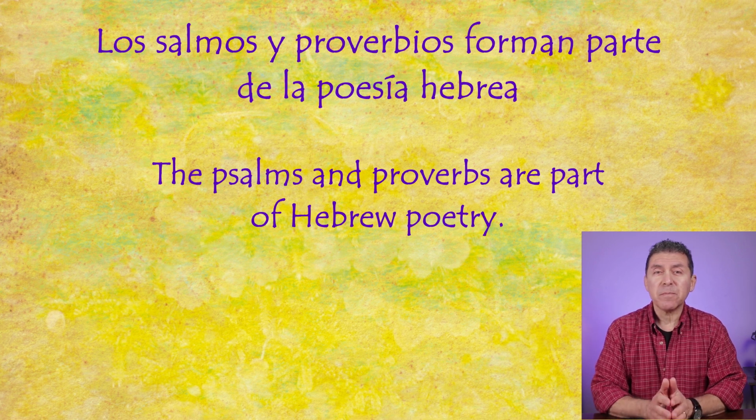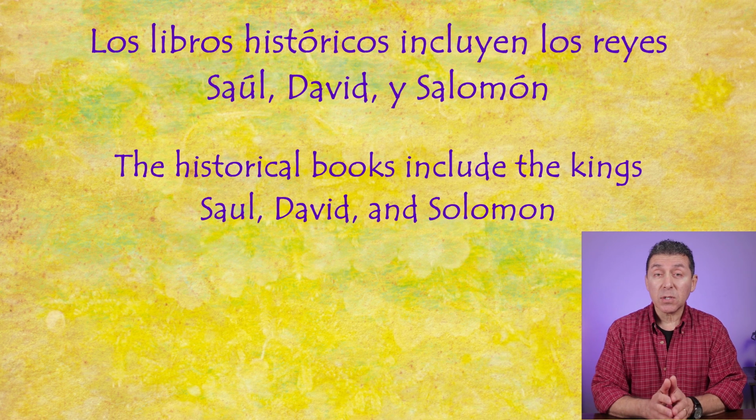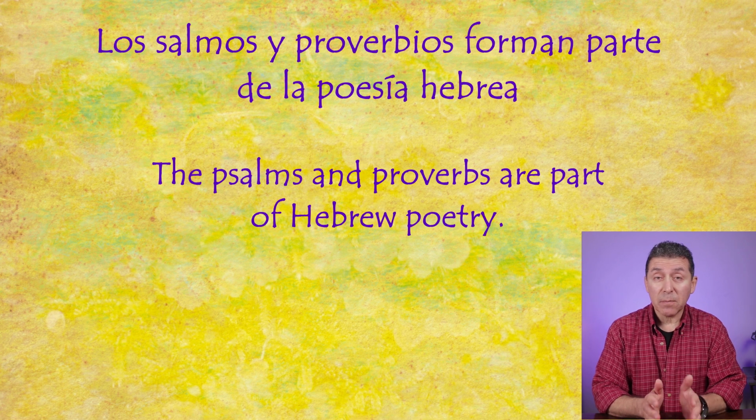Now at regular speed. El Antiguo Testamento comienza con los 5 libros de Moisés. Los libros históricos incluyen los reyes Saúl, David y Salomón. Los salmos y proverbios forman parte de la poesía hebrea.